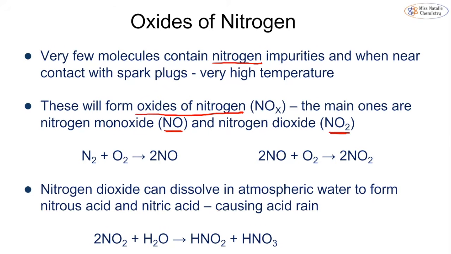Now again, the nitrogen dioxide can dissolve in the atmospheric water, and we can form nitrous acid and nitric acid, and again, these will contribute to acid rain. Now these, as I said, are not as common as sulfur impurities, so the main contributor to acid rain are sulfur impurities, but the oxides of nitrogen can sometimes cause an issue. If you are asked in an exam about the gases that can contribute to acid rain, I would stick with the sulfurs. They tend to be the ones that mark schemes are looking for most commonly.